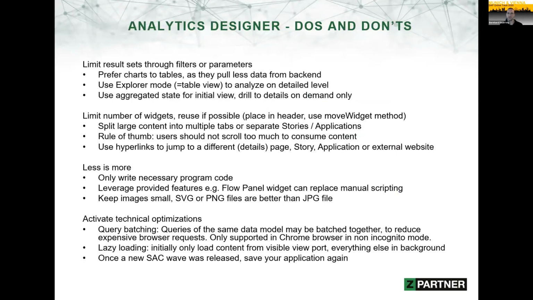So what should you do and what should you not do? First, it's a good idea to limit your result sets. You should always prefer charts over tables if possible, because charts are more aggregated and usually pull less data from the backend side. If you require a more detailed drill down, there is a feature called Explorer mode. It's more or less a link. If you click on a chart and have Explorer mode enabled, another view will pop up with a table, and you can drill into details as much as you like. And always use an aggregated state for the initial view so that the application starts up faster.